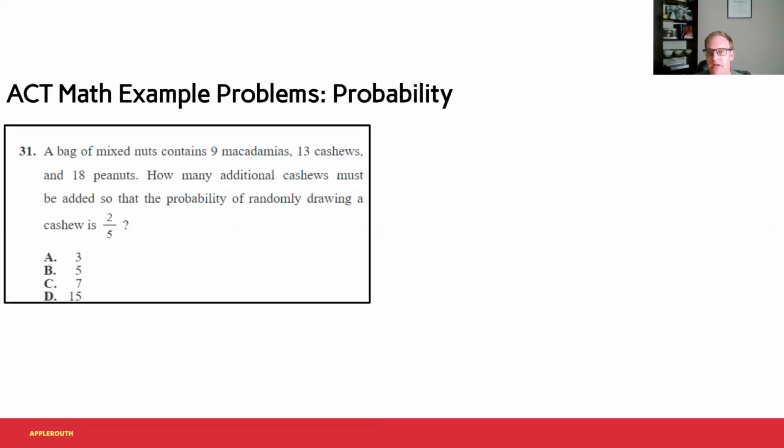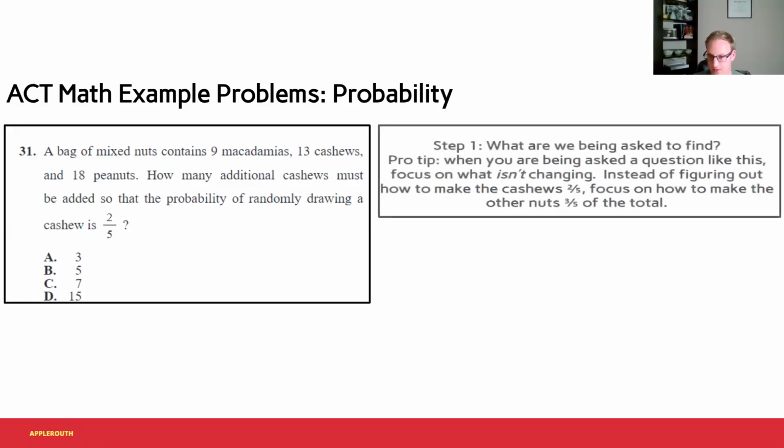Here's a probability question. Another just example that I think is actually quite hard. We have 9 macadamias, 13 cashews, 18 peanuts, and the question is, how many additional cashews do we add so that the probability of randomly drawing a cashew is 2 out of 5? I think you could lean on the answer choices, but there is a better option for these.